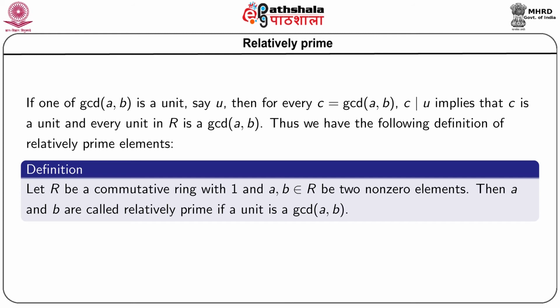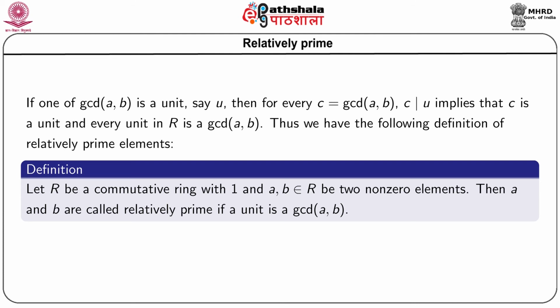If 1 is a GCD of A, B, then note that any other GCD U divides 1, and hence U becomes a unit. Thus, it follows that 1 is a GCD of A, B if and only if all other GCD of A, B are units, and not only that, in this case every unit will be a GCD of A, B. Thus, here the definition of being relatively prime will be of this form.